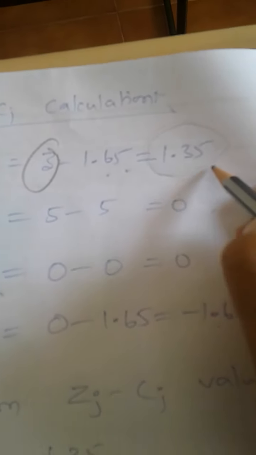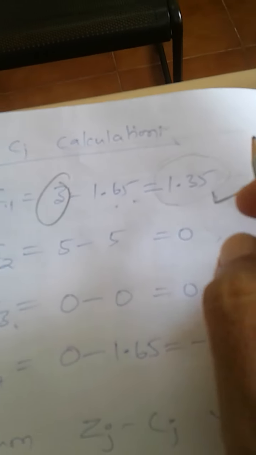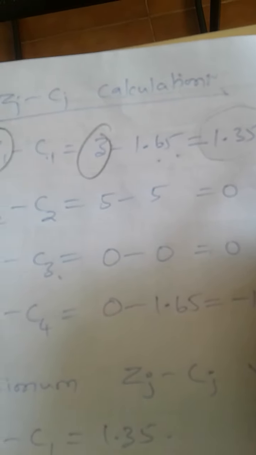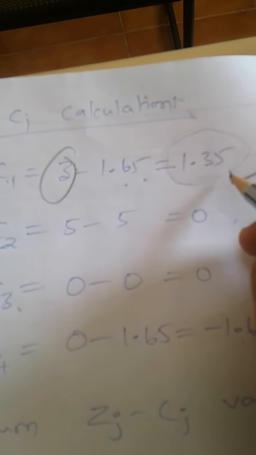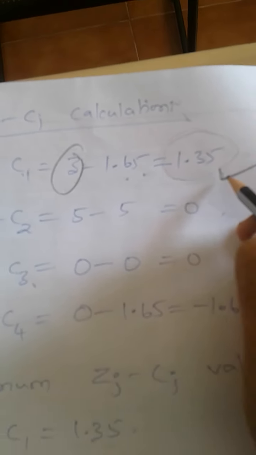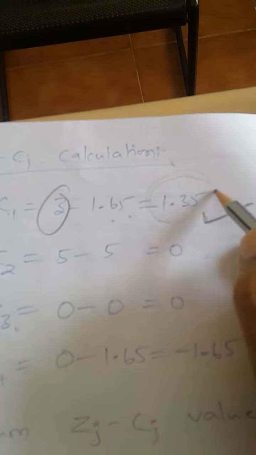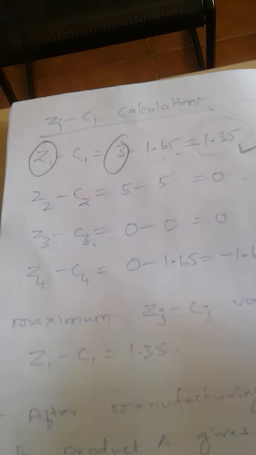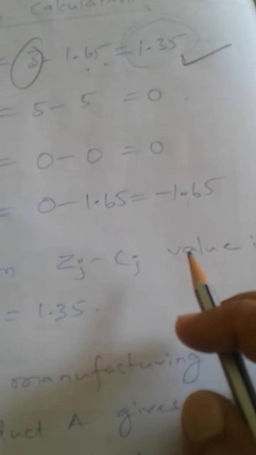Now after doing all this calculation, we can see that with the available resource, if we continue manufacturing the products, we will be able to gain better profits by manufacturing product A. So that is the conclusion here. The profit is 1.35 rupees per product A. So that is the reason in the second cycle we try to manufacture more number of product A.